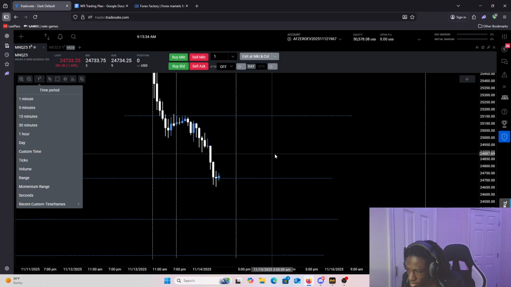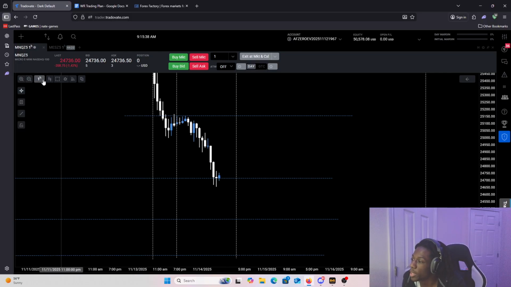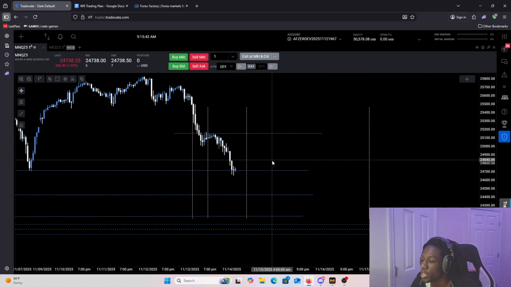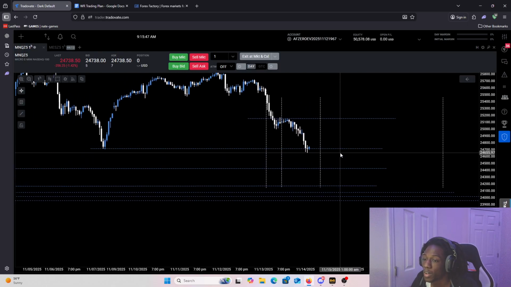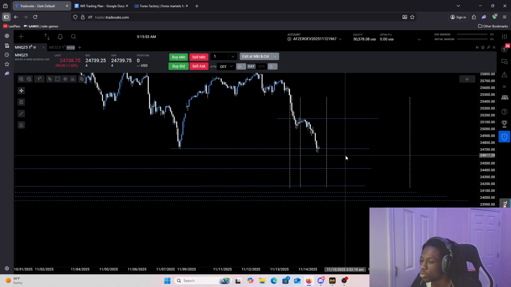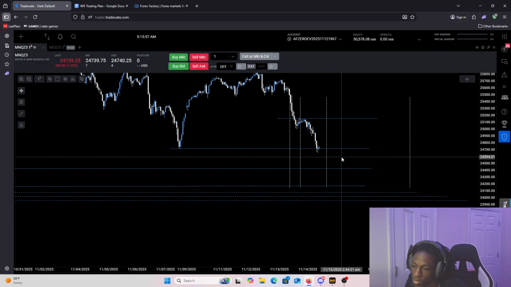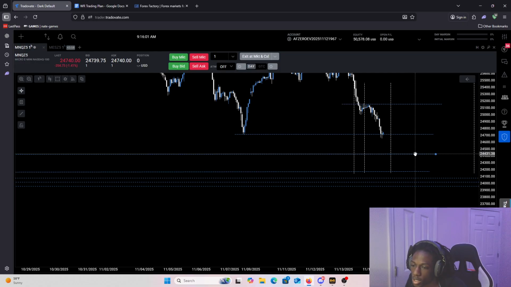So hopefully that plays out, and when that plays out, I'll be looking to take shorts, targeting previous areas of liquidity to the downside. We'll go with five cons. We'll target here, here, and here.